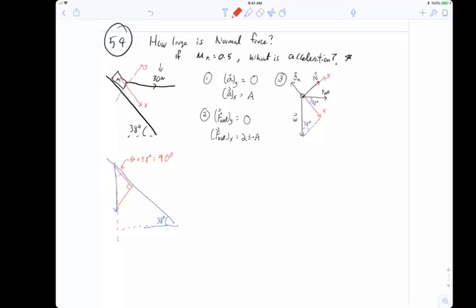Because this angle here is a 90-degree angle, this angle and this angle have to add up to 90. But here's another right-angle triangle. In this right-angle triangle, this angle and this angle have to add up to 90. And that means that this angle and this angle are the same. They're both 38.